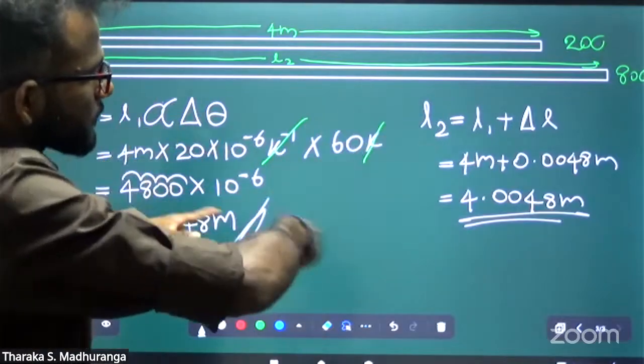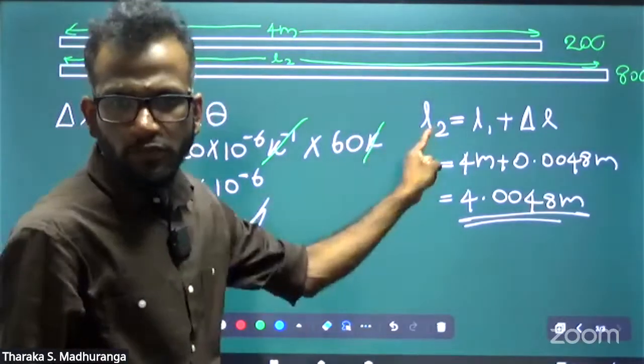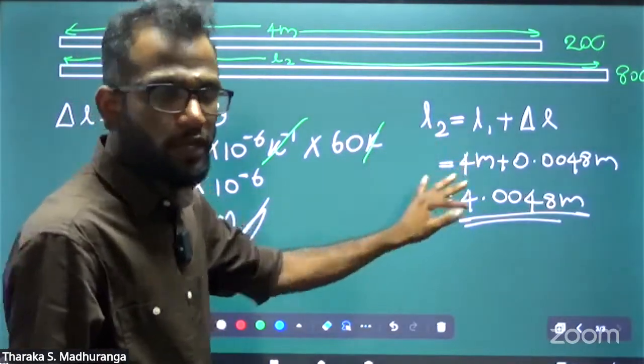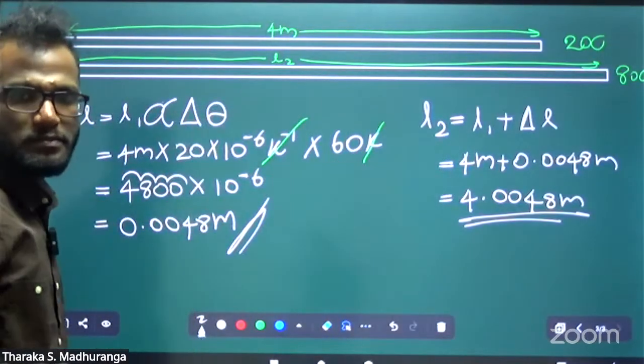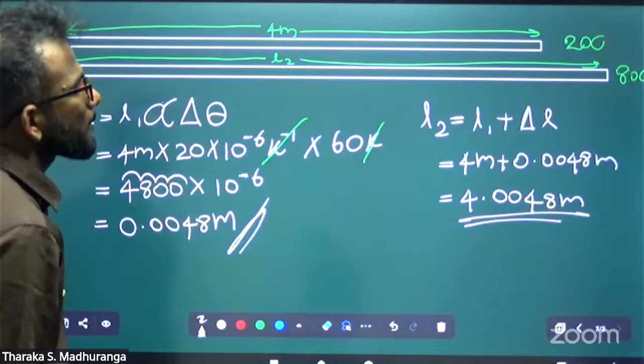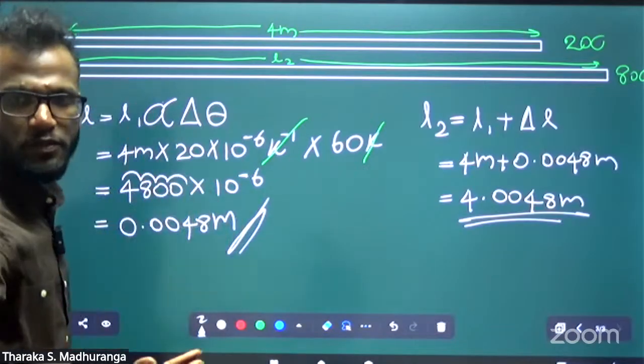Now, this is the general method. If you want, you can use the L2 equation we have directly. If you want, you can use this one, this L2 equation. Can I erase this? I'm going to erase. I think you can do this.